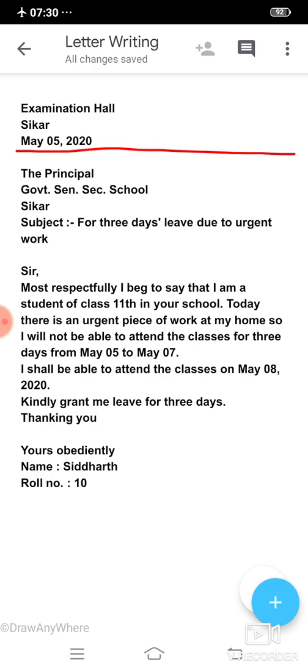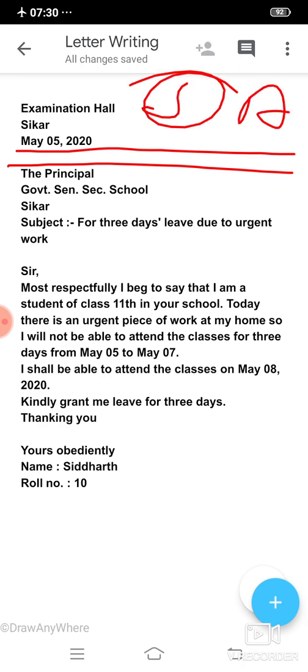After leaving one line, we write the inside address or receiver's address. So first of all we write the sender's address. The sender's address is written first. After that we write the date, and after the date we leave one line and write the receiver's address.